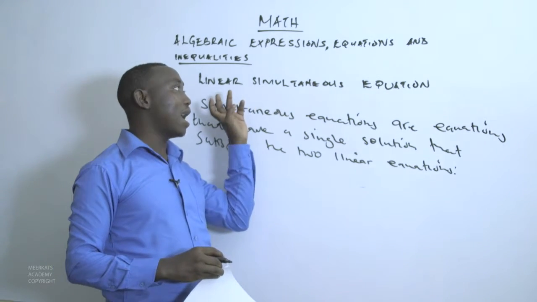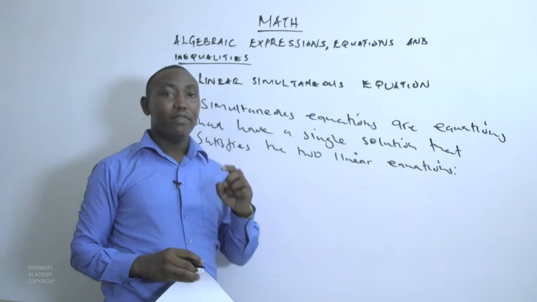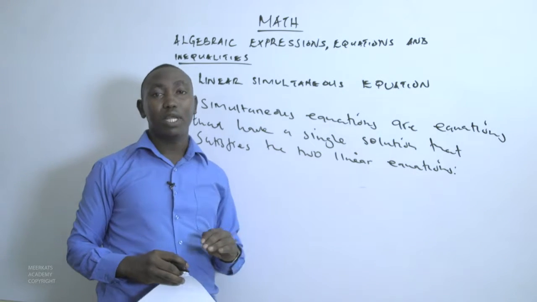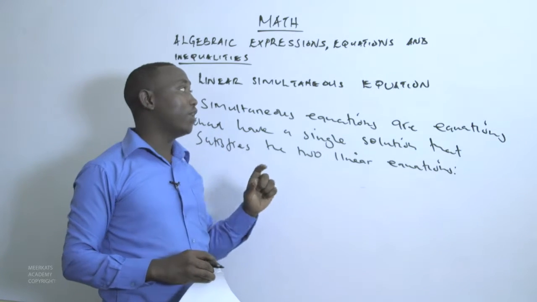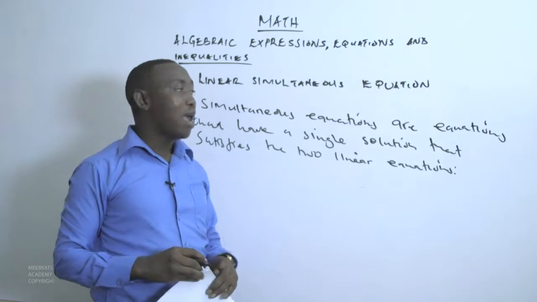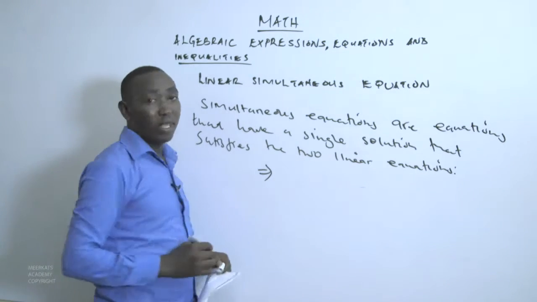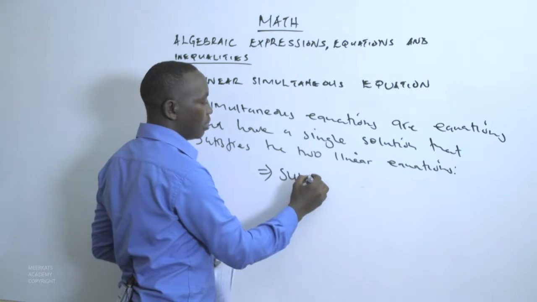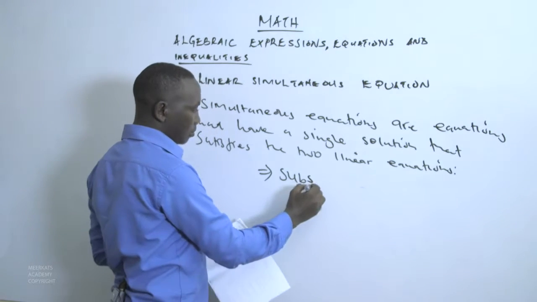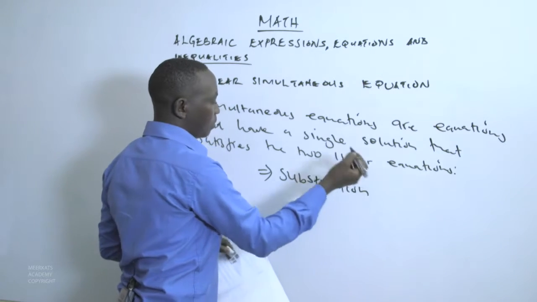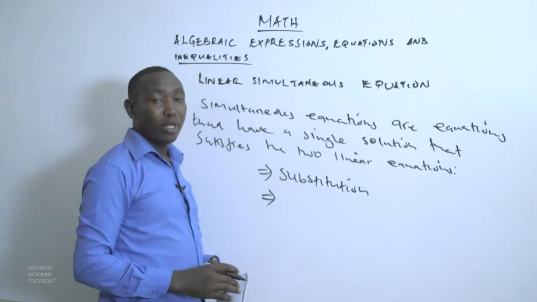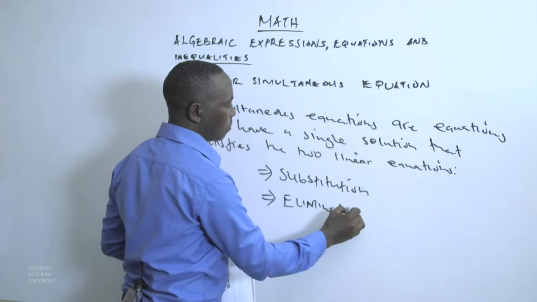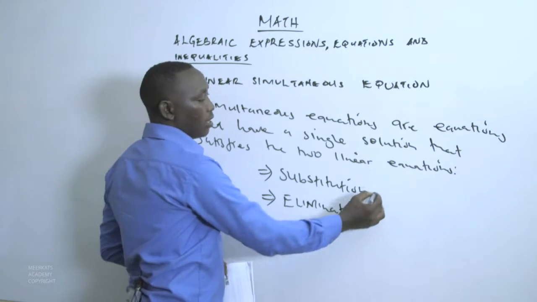The main aim of this topic today is for us to know how we can solve simultaneous linear equations. There are several ways of solving simultaneous linear equations, but in this particular topic, we are only going to consider two methods. The two methods we are going to look at are, one, the substitution method, and two, another method called the elimination method.